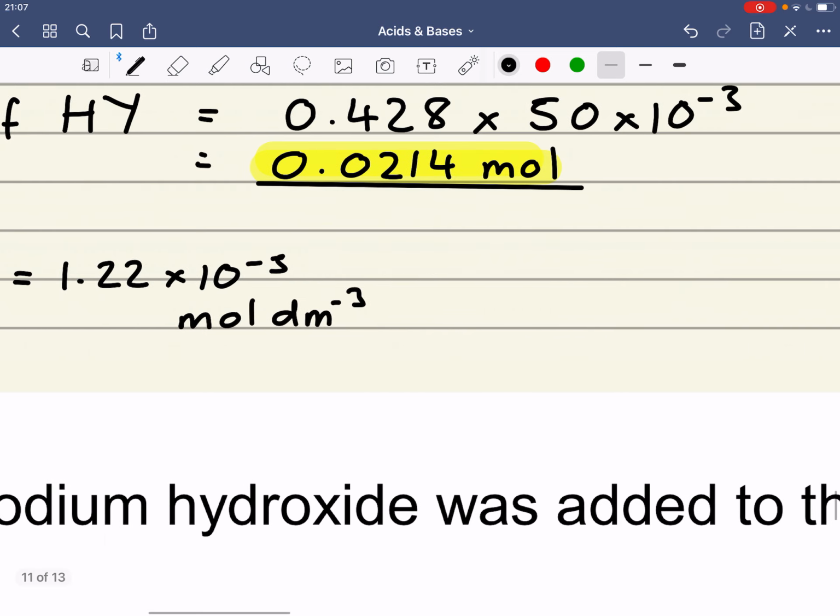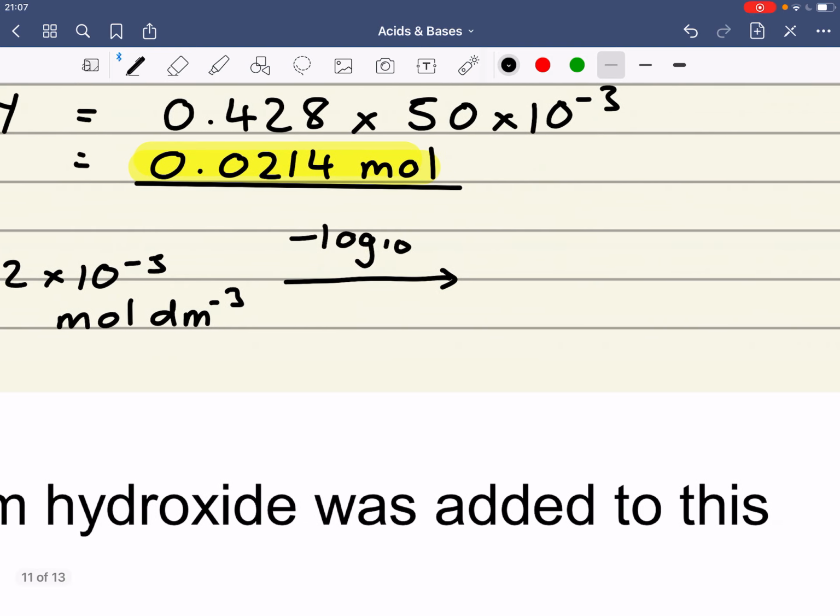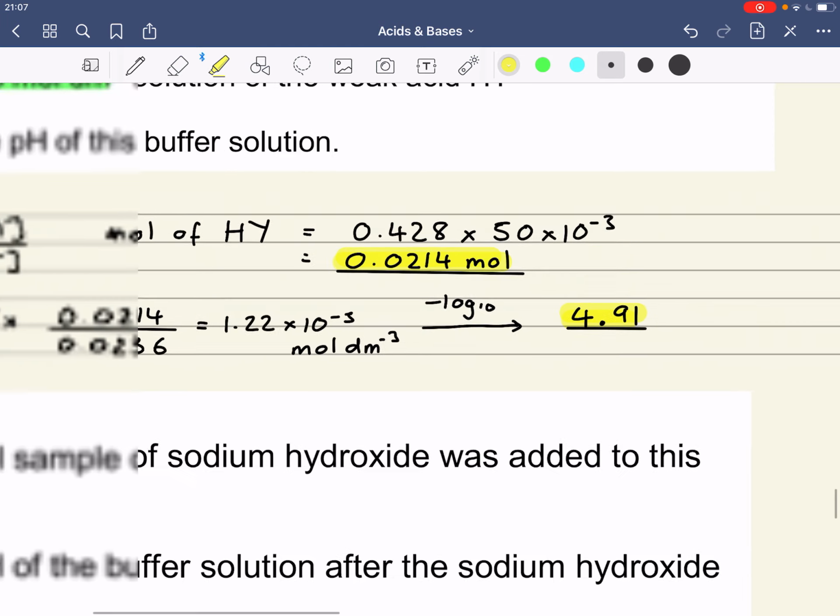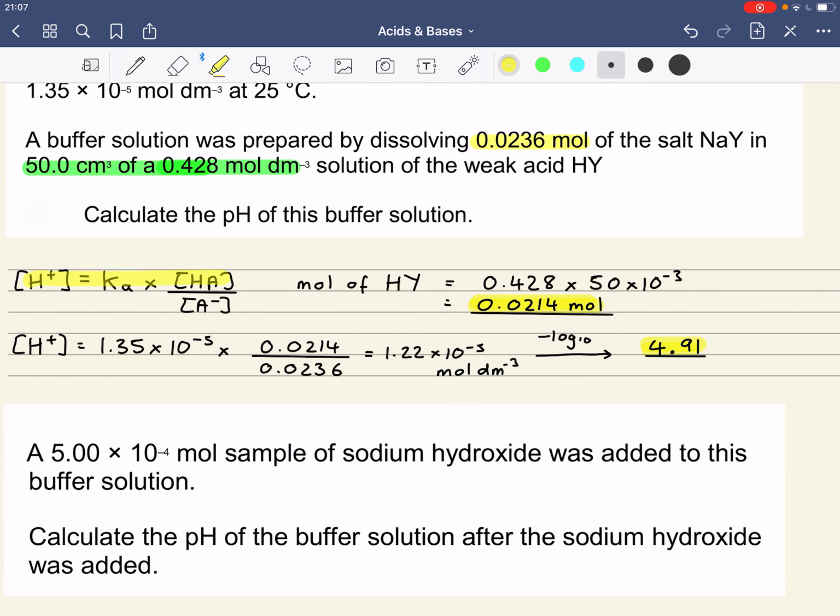And then obviously we just take minus log to the base 10 of that answer. And that would give me a pH of 4.91. So that's the pH of this buffer. That should be quite straightforward. We're simply using this equation. I think the tricky bit there, again, is to make sure that you convert this into moles, so both your A minus and your HA units are both moles.